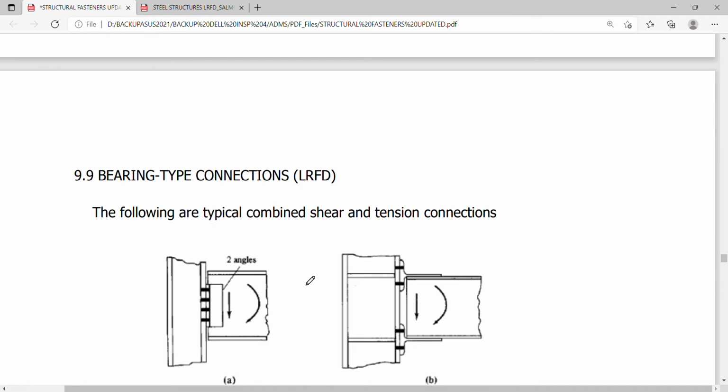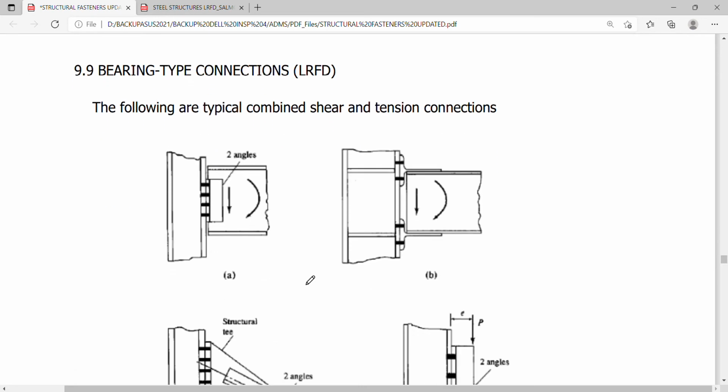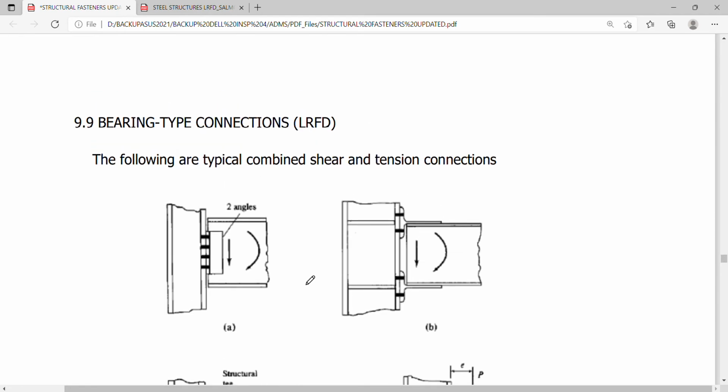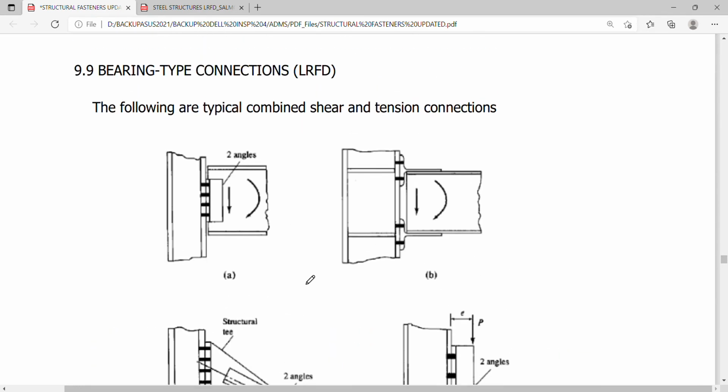So let's move forward to a more common problem in the design of connections. So we have here a bearing type connection, which is actually a combination of shear and tension behavior, okay. So these are normally a combination of shear and tension behavior. Although this is a shear connector because this is only connected on the web. So eccentric shear. This is an eccentric shear example.